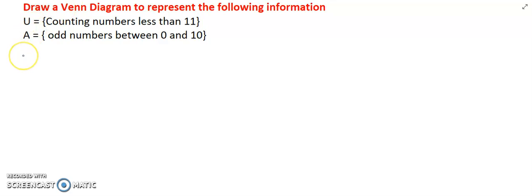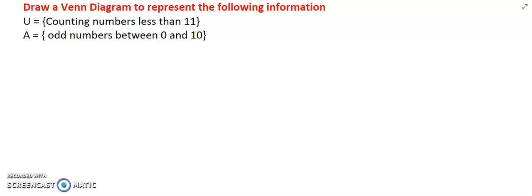The question is saying, draw a Venn diagram to represent the following information. U, which is the universal set, is a set of counting numbers less than 11. And A is a set of odd numbers between 0 and 10. Okay, so you notice that the question is really only giving you a description of the set. It hasn't told us what the members of the sets are. So the first thing you have to do is figure out what are the members of each set.